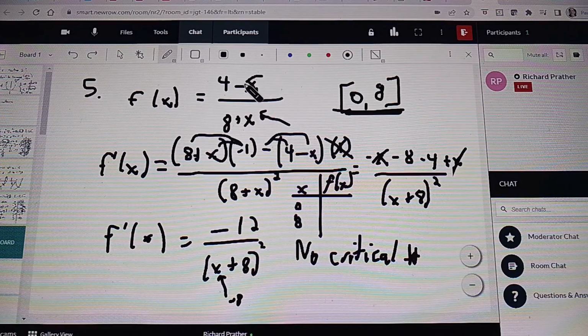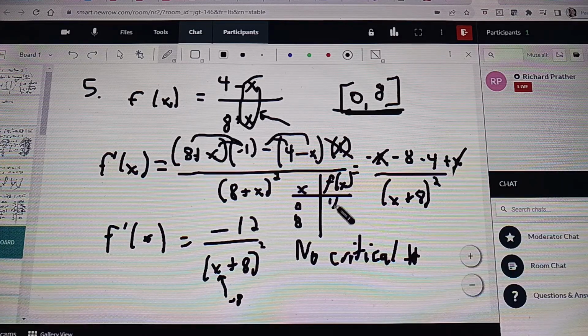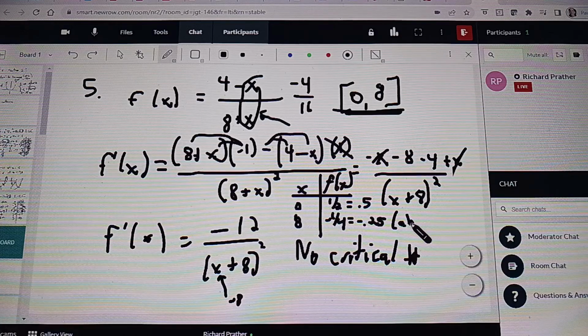Plug 0 into these two x's right here, and you're literally going to get 4 divided by 8, which is 1/2. Or if they want decimals, 0.5. Plug 8 in, you're going to get 4 minus 8, -4, over 8 plus 8, 16. That's -1/4 or -0.25. So this is the absolute minimum. There's an absolute minimum of -1/4 at x equals 8. And there's an absolute maximum of 1/2 at 0.